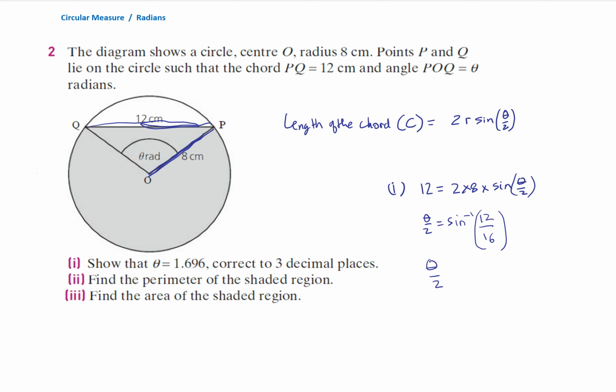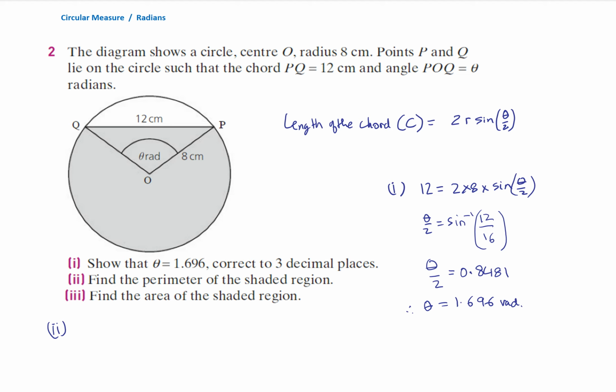theta over 2 is equal to 0.8481, and therefore theta is equal to 2 multiplied by 0.8481, that is 1.696. So this is in radians, okay? So that's the answer. Then the part 1 is done, so we need to do part 2.